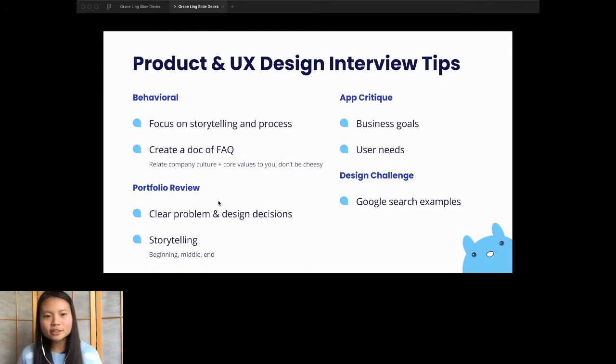So for UX and product design, you'll always have a behavioral and a portfolio review. App critique, design challenge, whiteboarding challenge, it's more company specific. So for the portfolio review, you really want to focus on your case studies and create a slide deck to present.